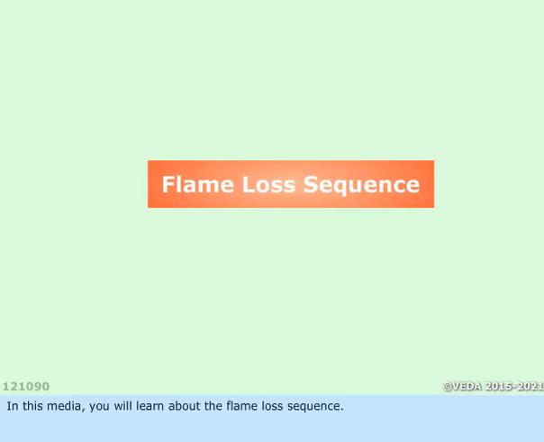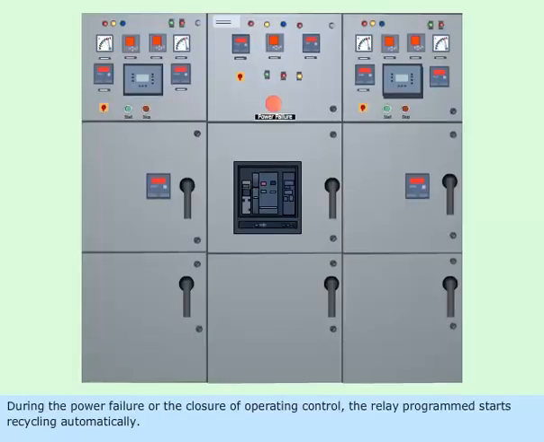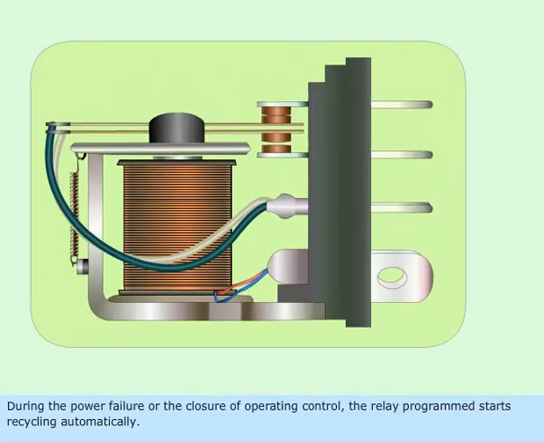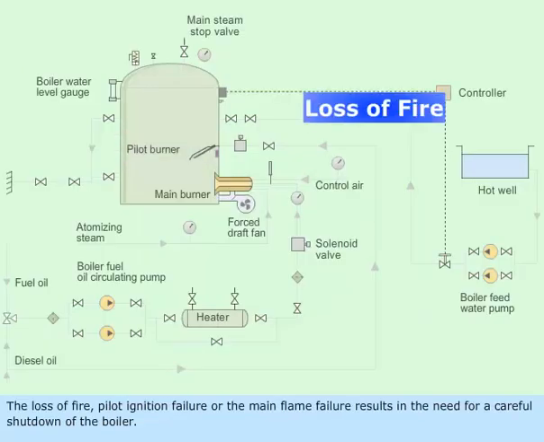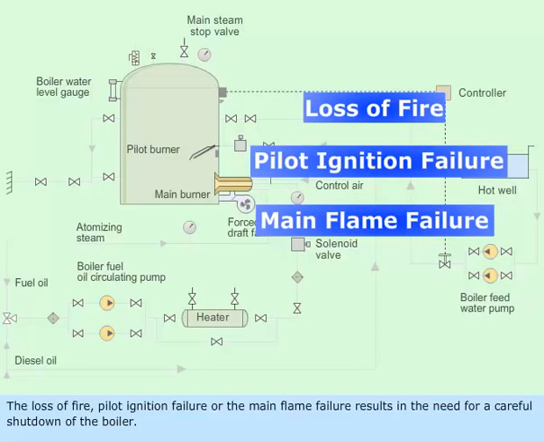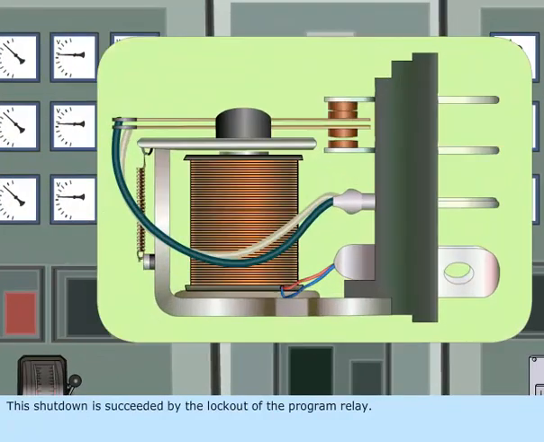In this media, you will learn about the flame loss sequence. During the power failure or the closure of operating control, the relay programmed starts recycling automatically. The loss of fire, pilot ignition failure, or the main flame failure results in the need for a careful shutdown of the boiler. This shutdown is succeeded by the lockout of the program relay.